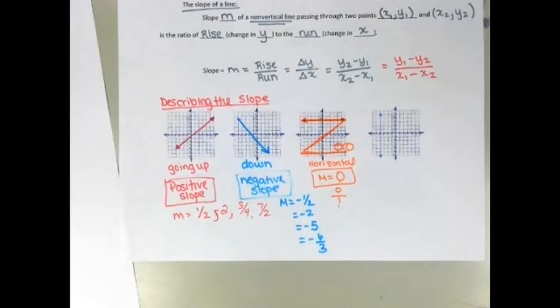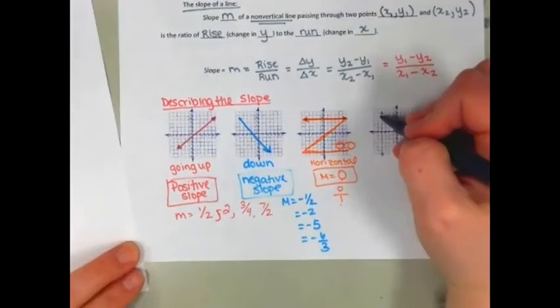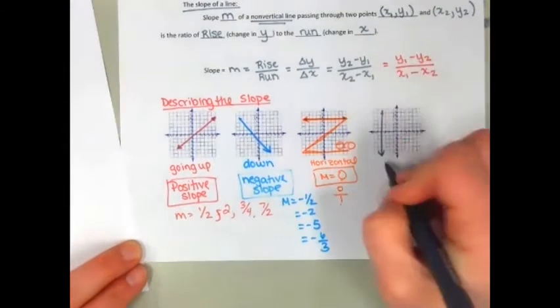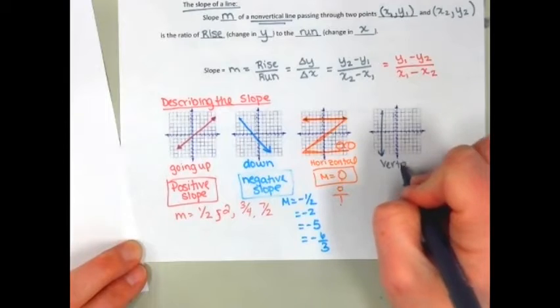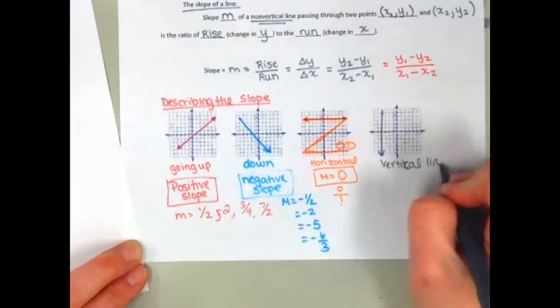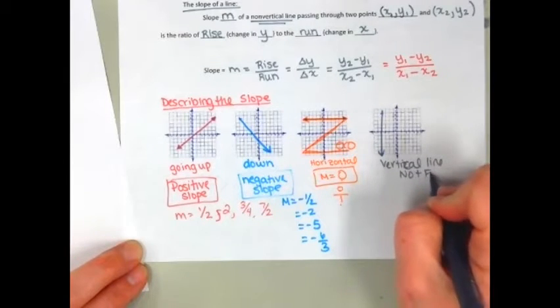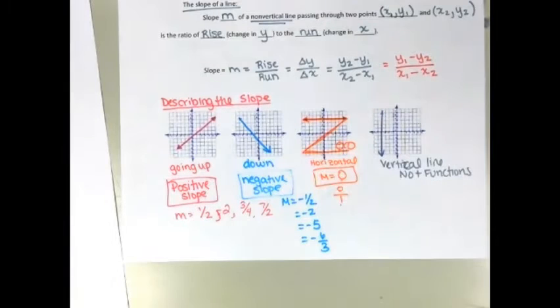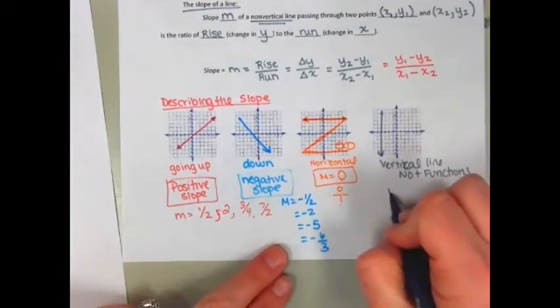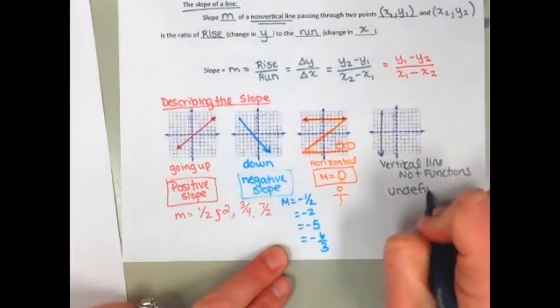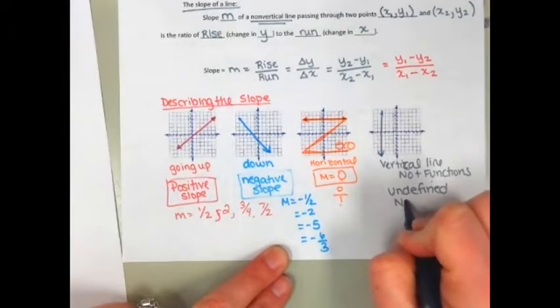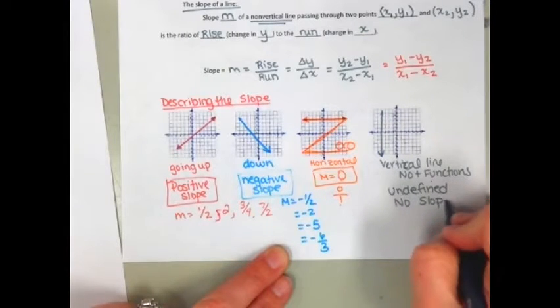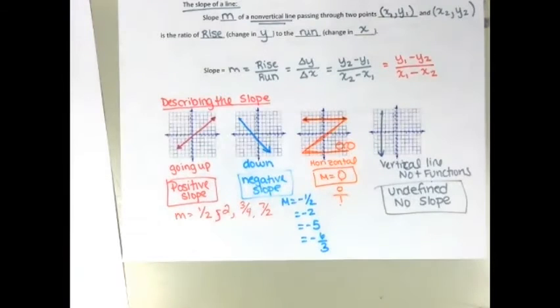All right, and then the last one, we have this vertical line. Vertical lines are not functions, right? And if they're not functions, can you have a slope? No. So you could say my slope is undefined, or I also accept there is no slope. Undefined or no slope. Because again, how much do you rise?